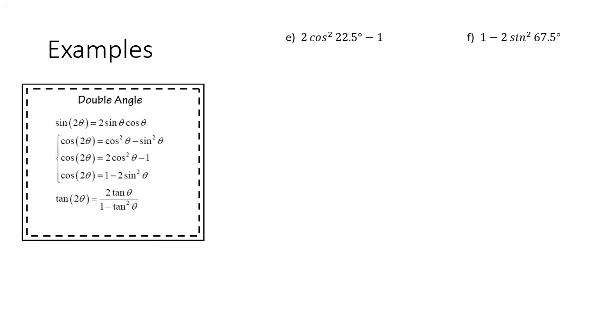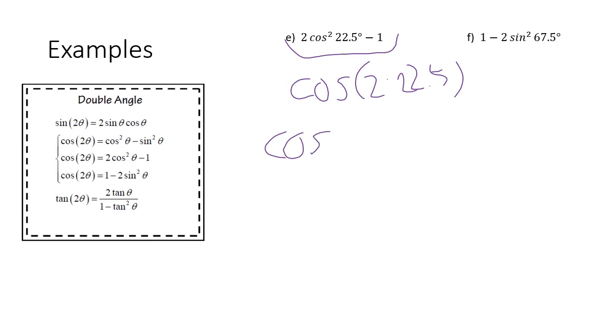We have 2 cosine squared theta minus 1. What does that look like? It looks like this. And so we're going to go ahead and use cosine 2 theta. Cosine 2 times 22.5. If I double that, that's why it's called double angle. That's going to be cosine of 45, which if you check out the unit circle, it's going to give you root 2 over 2.